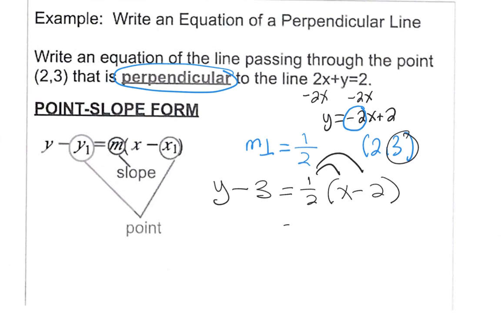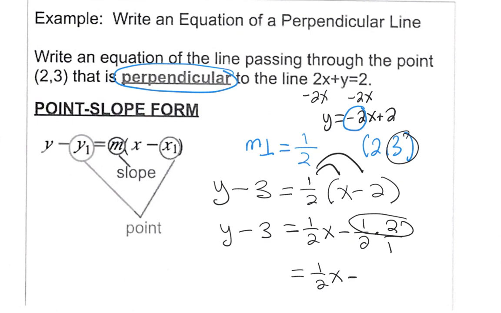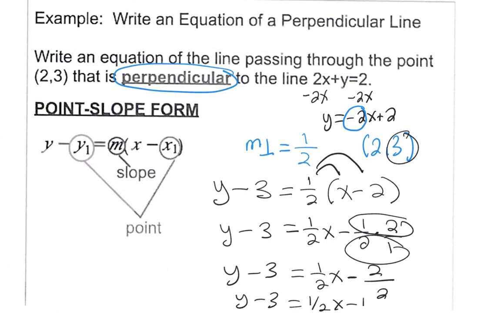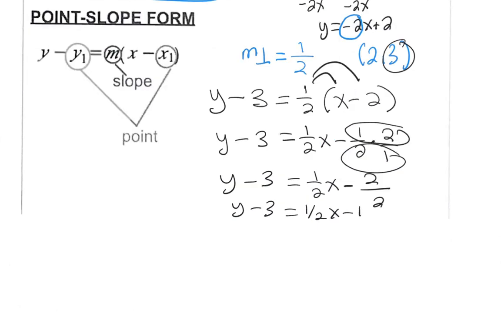So distribute the 1/2. So we have 1/2 x minus 1/2 times 2. I'll put that 2 over 1. Bring down the y minus 3 over here. And again, we multiply across, so this is still minus. So 1 times 2 is 2, 2 times 1 is 2, so it's really just the number 1, right? So all we have to do is add 3 and we're done.